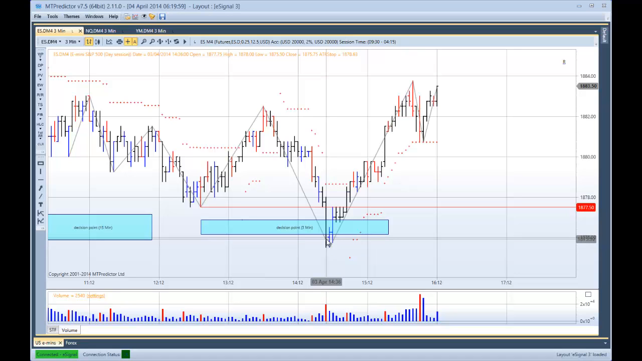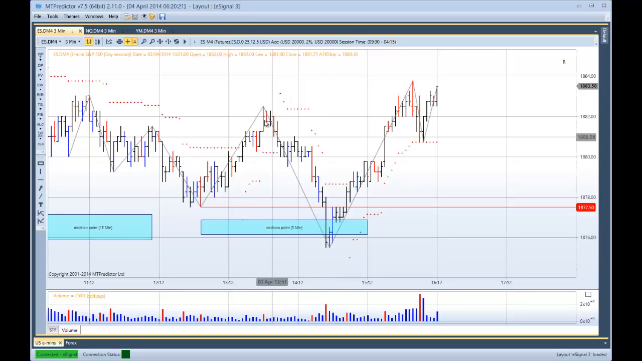That's all well and good, but we have some other advantages here at MTPredictor. Well, the first advantage is we know that this is the area we're anticipating the support in advance. So as the market's going down into here, we know this is the area where support is likely to come in. But to place a trade around this, we don't just need any old setup like this.